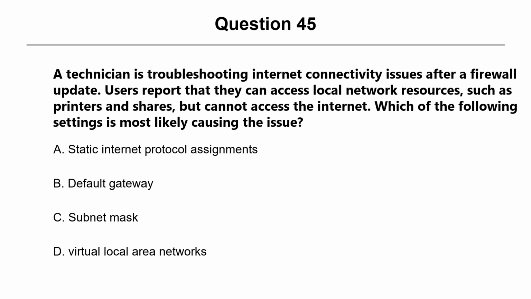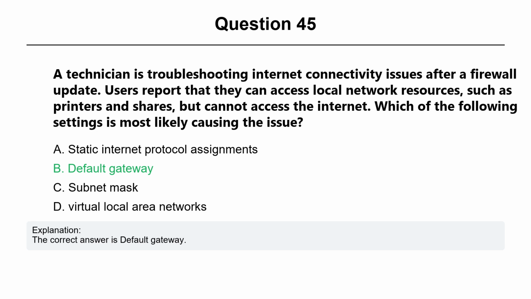Option A, Static Internet Protocol Assignments. Option B, Default Gateway. Option C, Subnet Mask. Option D, Virtual Local Area Networks. The correct answer is option B, Default Gateway.